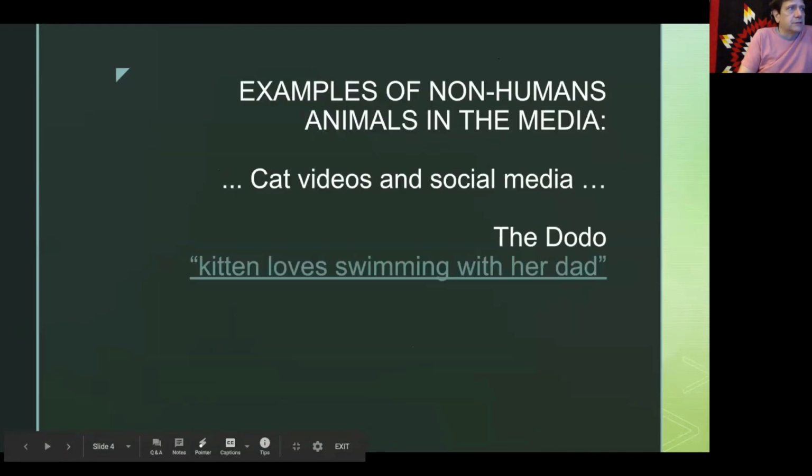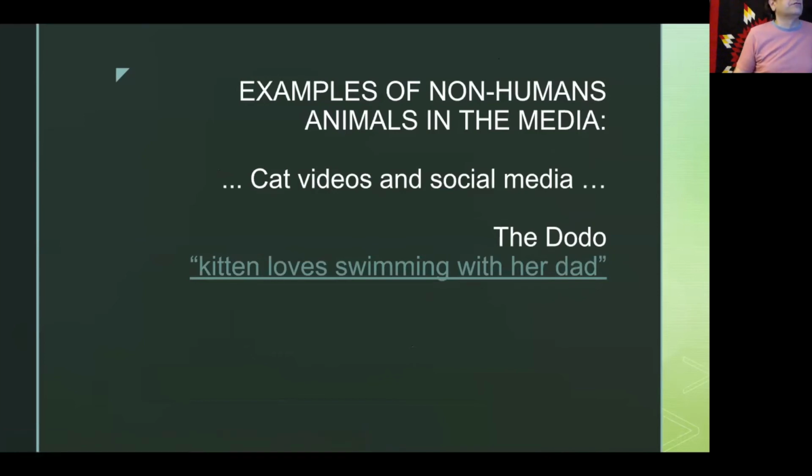Moving forward just a little, if you think about your own daily routine, often we just don't take the time to think about the ways that human lives intersect with non-human animals. But some off-the-cuff examples of non-human animals in the media: we might think about the cat videos on social media as an example here.